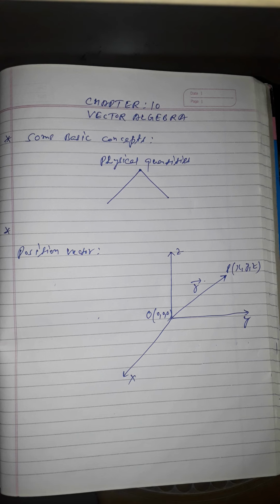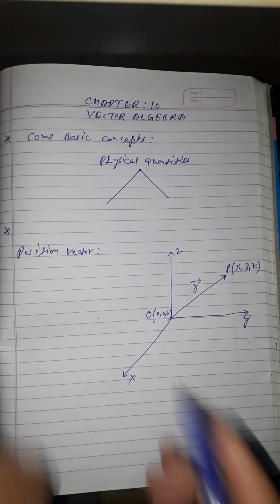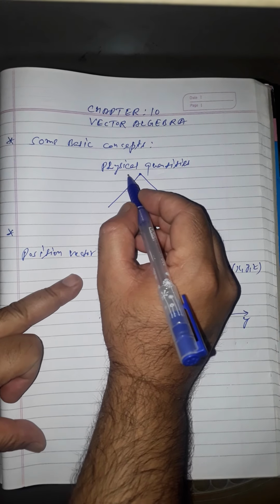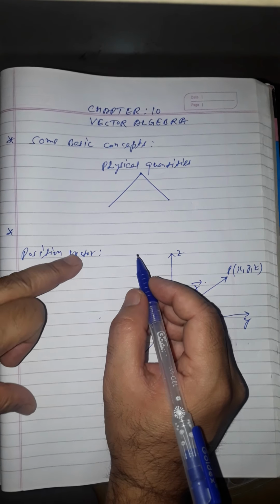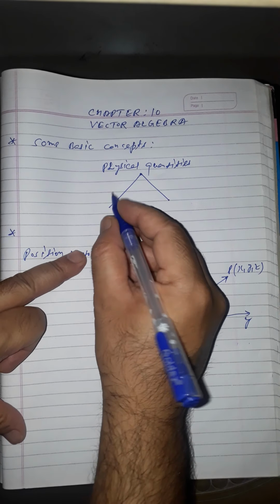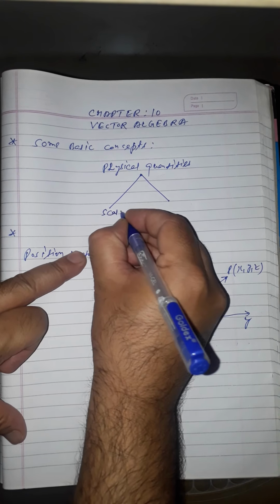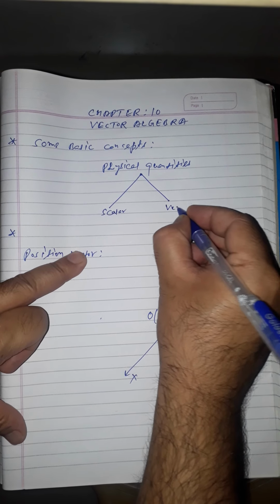Students, today I am going to start with chapter number 10, Vector Algebra, and I am going to discuss some basic concepts and some definitions with you. So, first is types of physical quantities. There are two types of physical quantities, students. One is scalar and the second one is vector quantity.